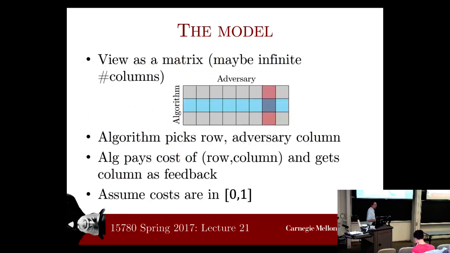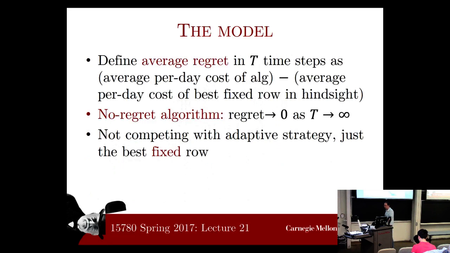Okay, I want to be more formal. I was just saying the costs we're assuming are going to be in [0, 1], just a normalization assumption. Now let me define the question that I was asking before more rigorously. I'm going to define the average regret in t time steps as the average per day cost of the algorithm minus the average per day cost of the best fixed row in hindsight. Another way to think about it is, after t rounds, I took a bunch of actions. I look at the best action in hindsight. I take the difference between my cost and the cost of that action, and I divide by the number of rounds t.